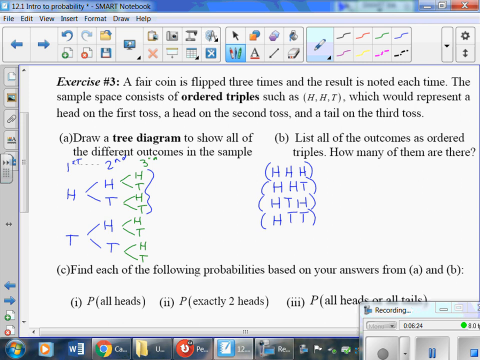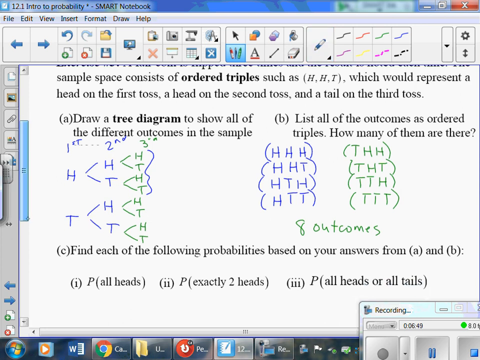So now we have to do the bottom 4. So the bottom 4 are going to be tails, heads, heads, and tails, heads, tails. And then we have tails, tails, heads, and tails, tails, tails. So we have 8 outcomes here. All right, so our sample space is 8.